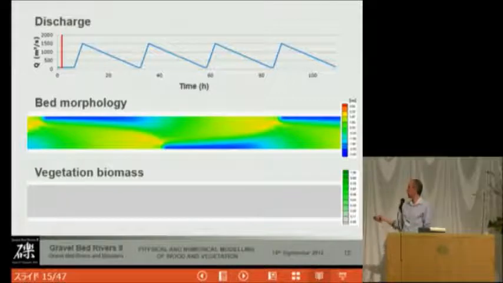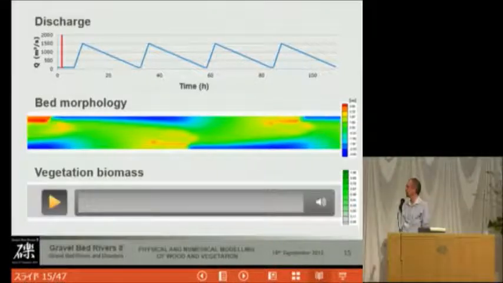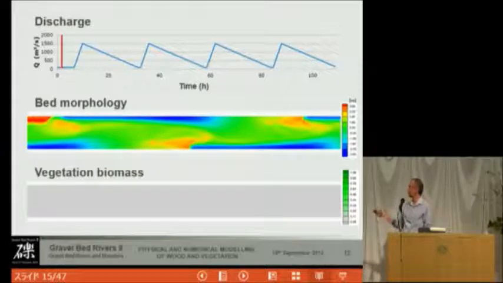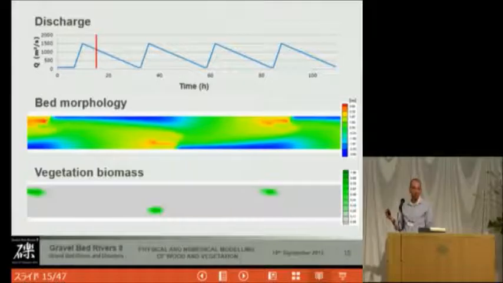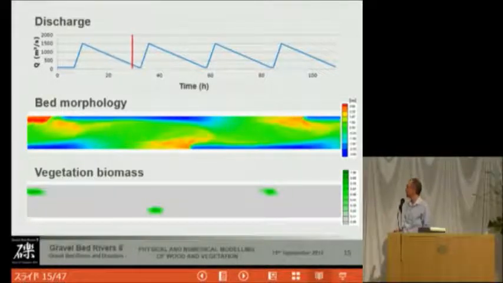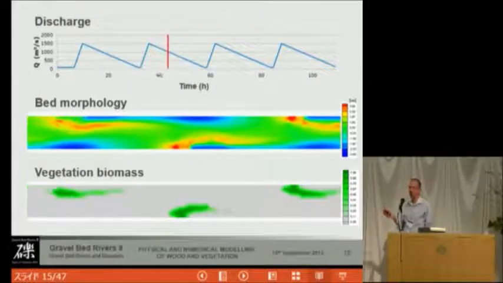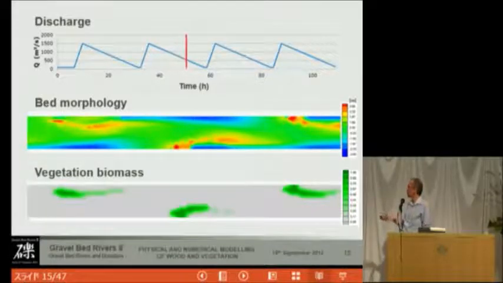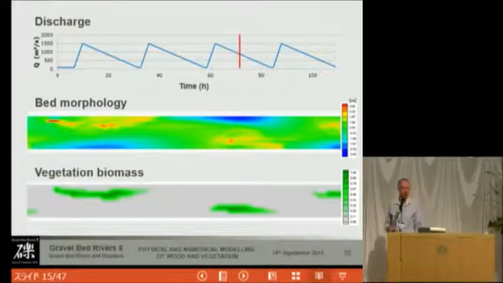You see at the beginning, bars migrate downstream quite a lot, and very little vegetation stays after the flood, but then vegetation grows again. And flood after flood, you see that the bed morphology changes. There is sediment deposition where there is vegetation, and bars migrate less and less. You will see in the last flood, they migrate only a few meters, but there is quite a lot of deposition on top of bars where you have quite a lot of vegetation now.